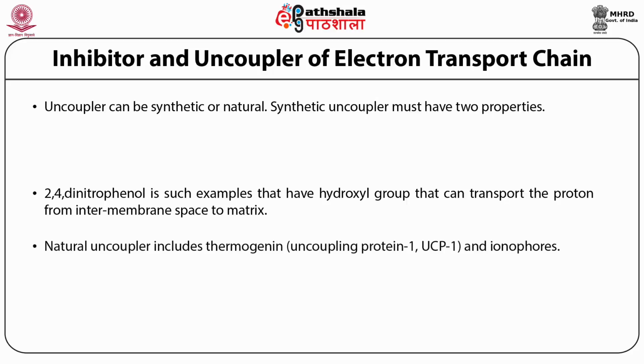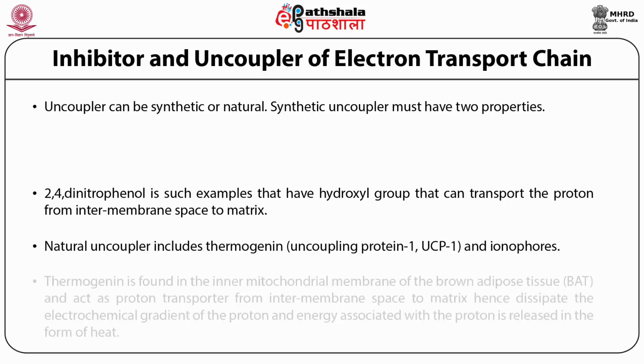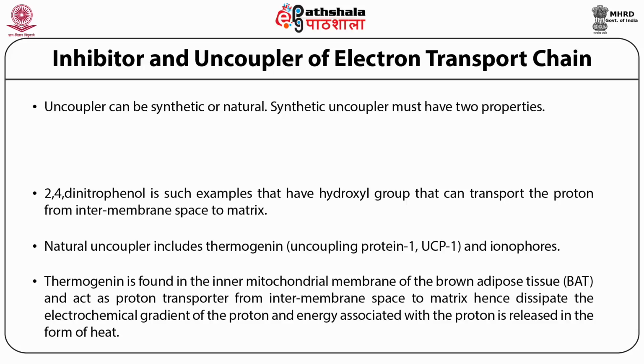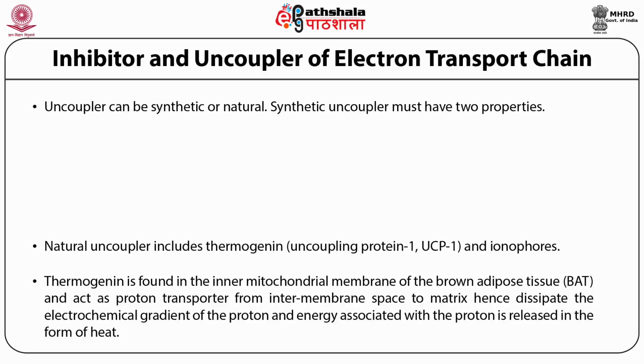Natural uncouplers are also there. One such uncoupler is thermogenin, another is ionophores. So thermogenin is found in the inner mitochondrial membrane of brown adipose tissues, and they act as proton transporters.